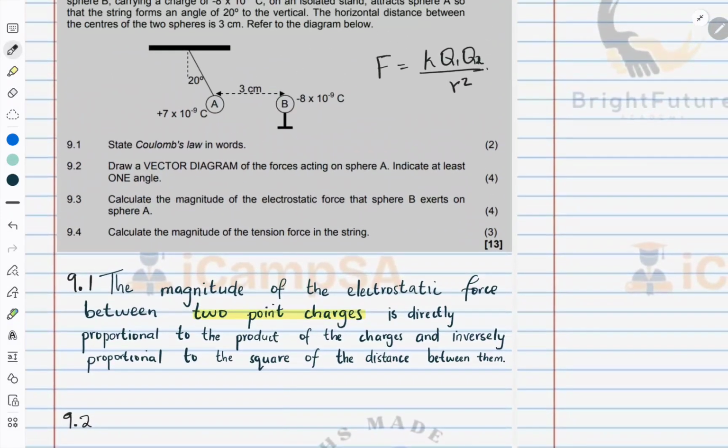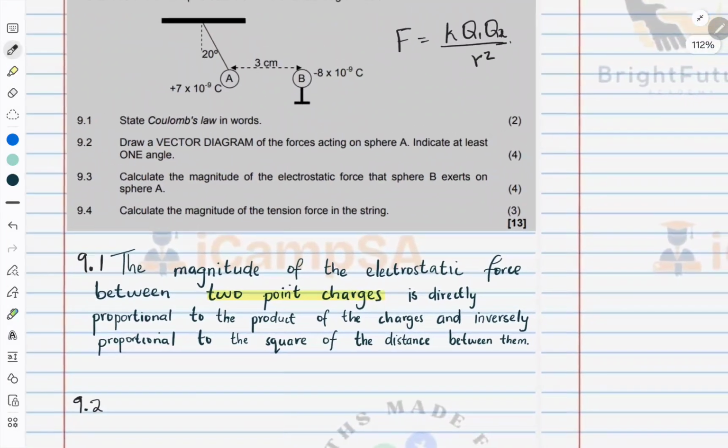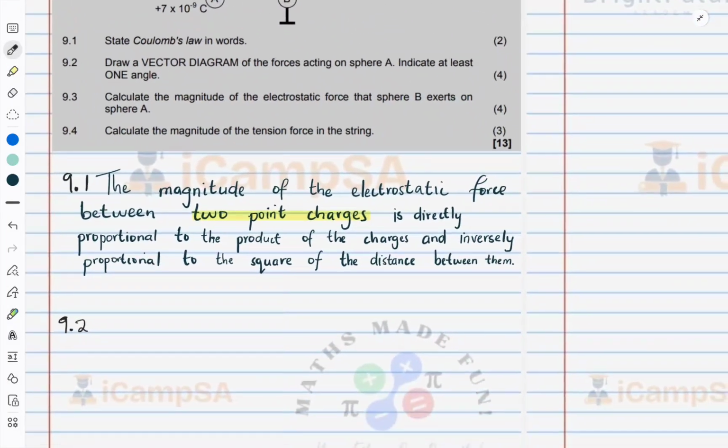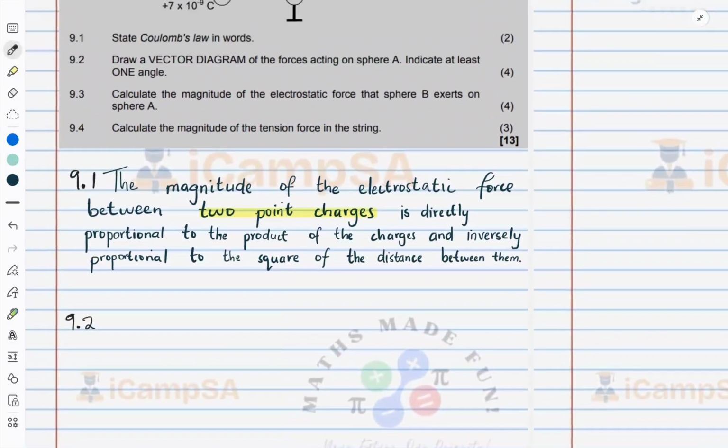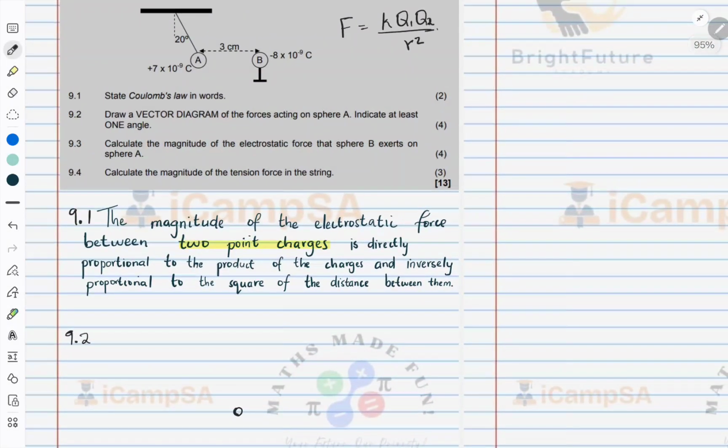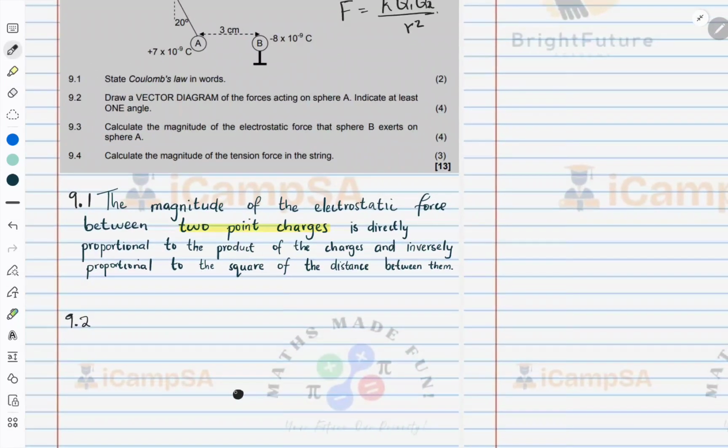Now we go to 9.2. Draw a vector diagram of the forces acting on sphere A, and indicate at least one angle. The vector diagram essentially means we need to just draw a free body diagram. So this is sphere A, I'll draw it as a dot. On sphere A, because it has a string, there will be a force of tension. We can call it T.